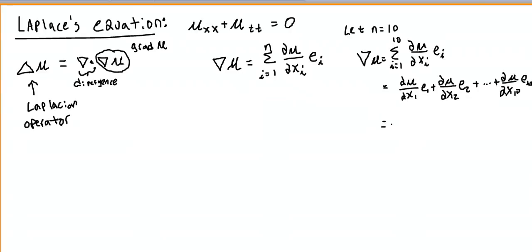So this is a vector right here, and I can write that in vector notation as u sub x1, u sub x2, all the way out to u sub x10. So in every component I am putting the corresponding partial derivative in that direction. This is in the x sub 1 direction, so I'm putting the partial derivative of that function into the x sub 1 component. Same thing for the x sub 2 component.